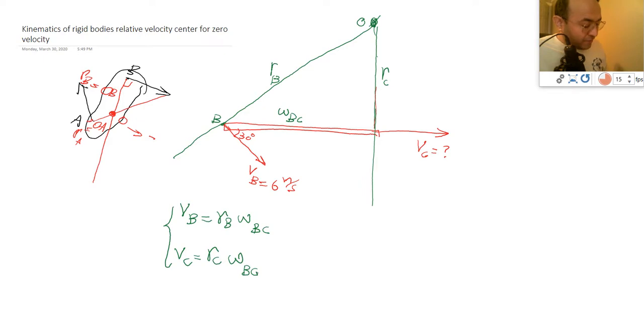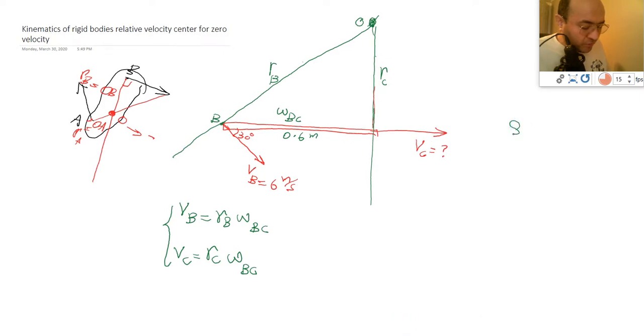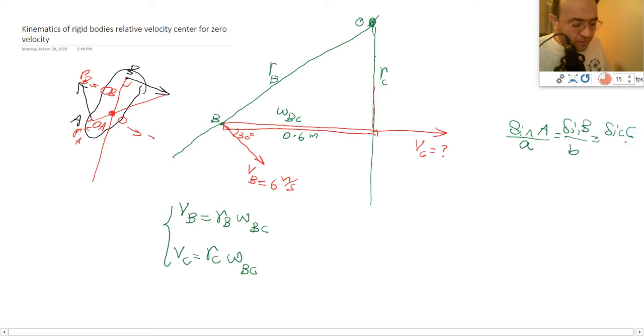The thing that I don't have, in the last problem, this distance was 0.6 meter. I don't know how much RB is and I don't know how much RC is. The method that we use is called the law of sine. I don't know whether you remember the law of sine or not, but it looks something like this: sine of A over small a is equal to sine of B over small b is equal to sine of C over small c.